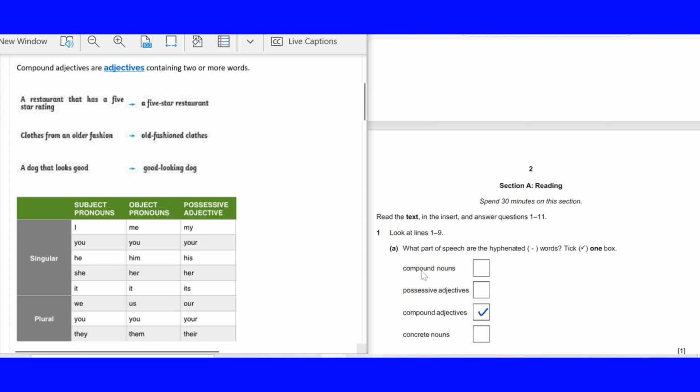Now let's take a look at what a possessive adjective is. A possessive adjective shows possession. I becomes my, you becomes your, he becomes his, she becomes her, it becomes its, we become our, you become your, they become their. For example, my bag, my book, your book, and so on. Now let's take a look at compound noun and concrete noun.